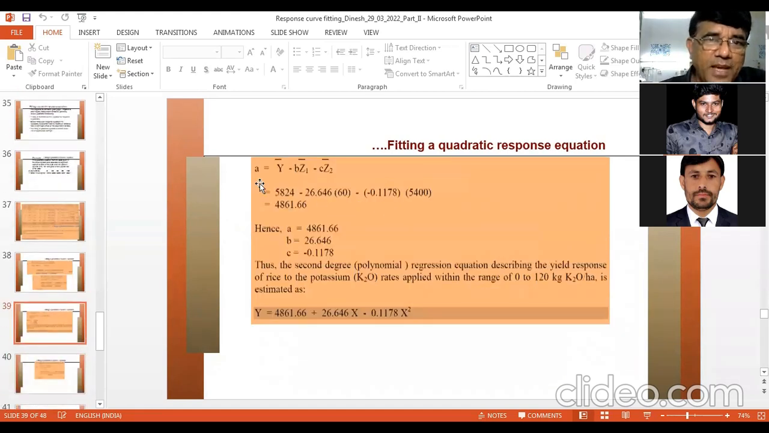Now, value of A can be calculated by the difference: y bar minus B Z1 bar minus C Z2 bar. So you put these values, you get value of A also, 4861. So now you get the values of A, B, C. You can put these values in the equation. So finally, your equation is this. You can see this is before you.